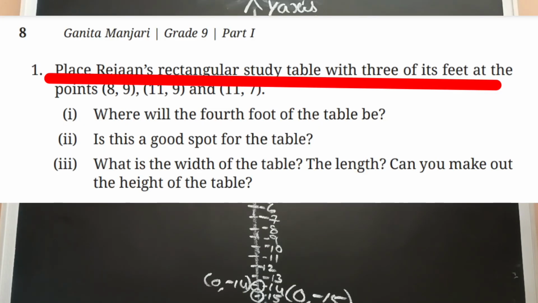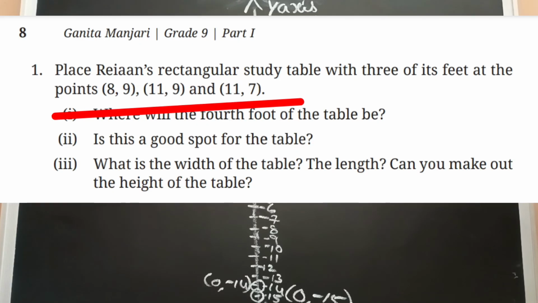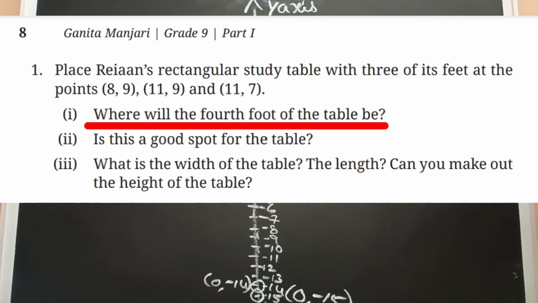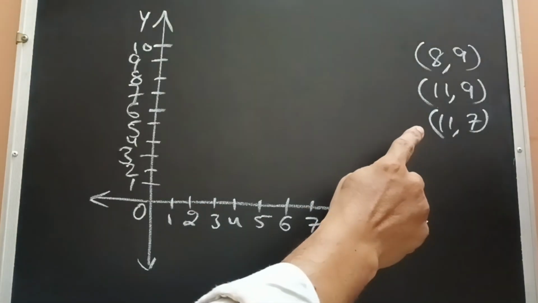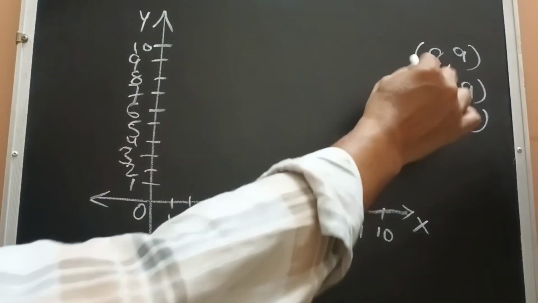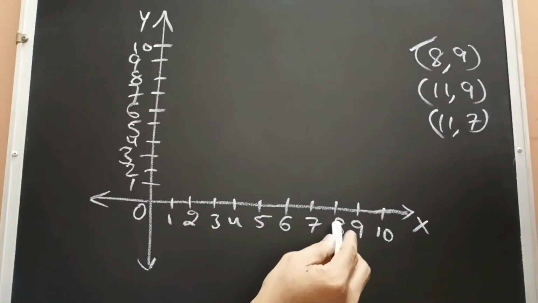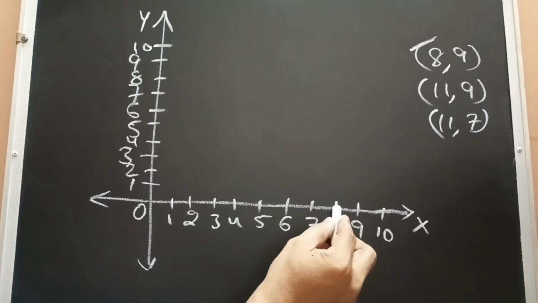Place Rian's rectangular study table with 3 of its feet at points 8 comma 9, 11 comma 9 and 11 comma 7. In this first question, one more question is, where will the fourth foot of the table be? The 3 points of the table: 8 comma 9. Where is 8 comma 9? Already we discussed this one before. So this is 8 and 9.